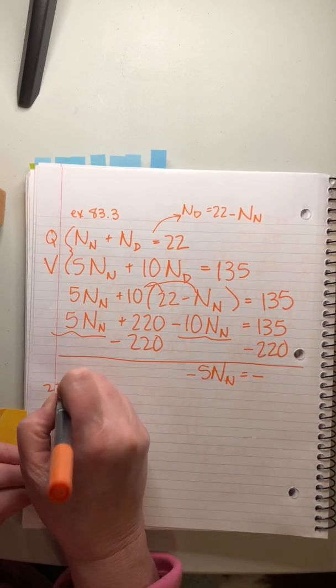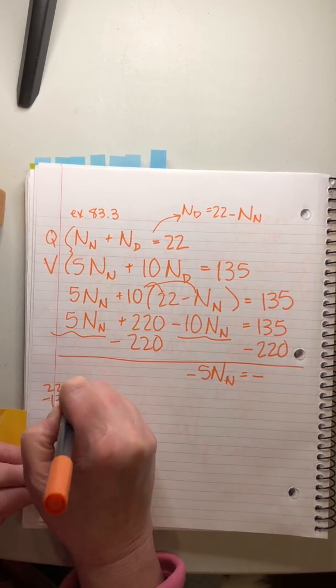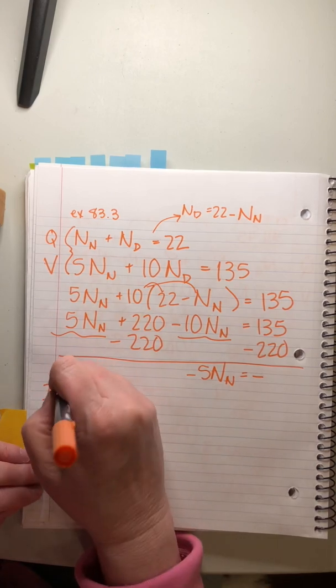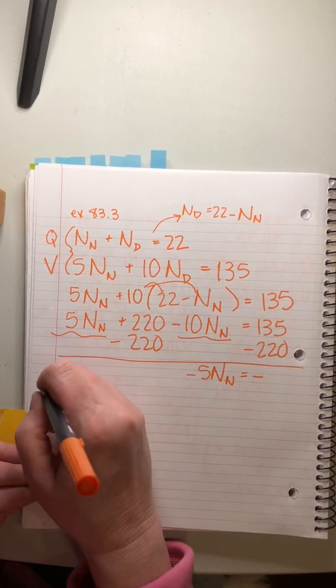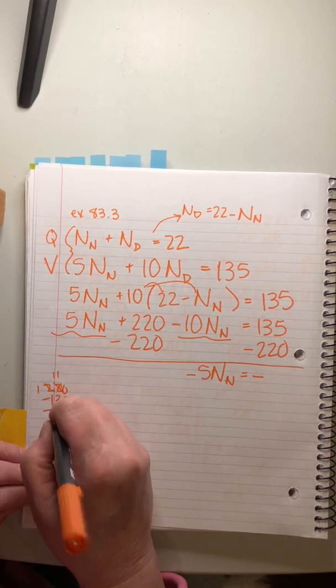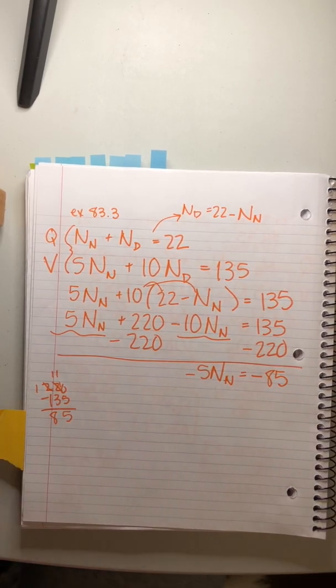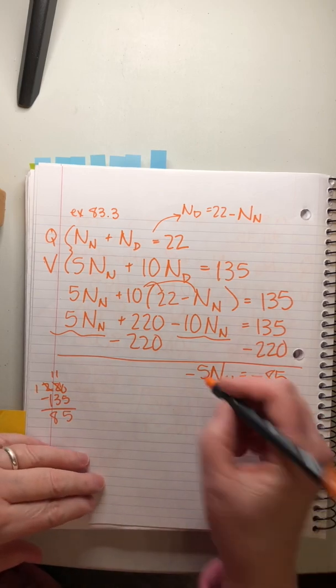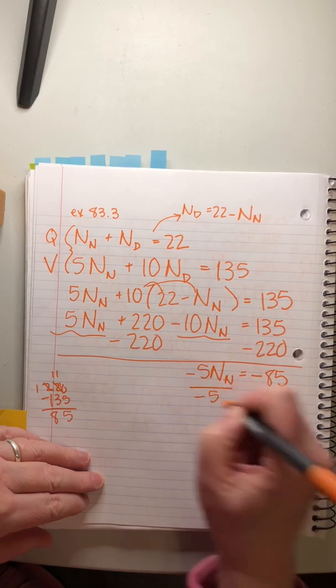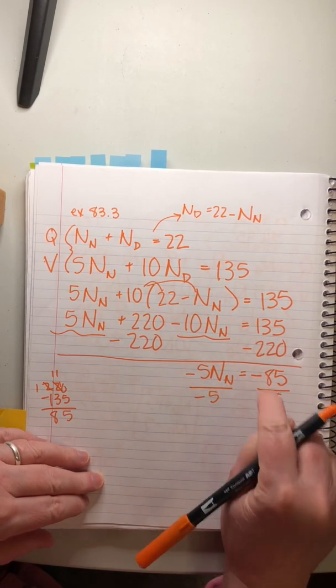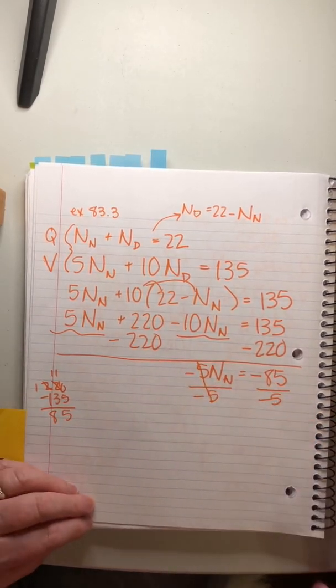So I'm going to flip the order. 220 minus 135. Now I can actually find the difference. It's 85. Does that make sense? I'll give you a second to catch up. I'm going fast all of a sudden because I'm excited. I want to see what the answer is. All right. Divide by the negative 5. There are the two minuses. Yay. I feel good about that.